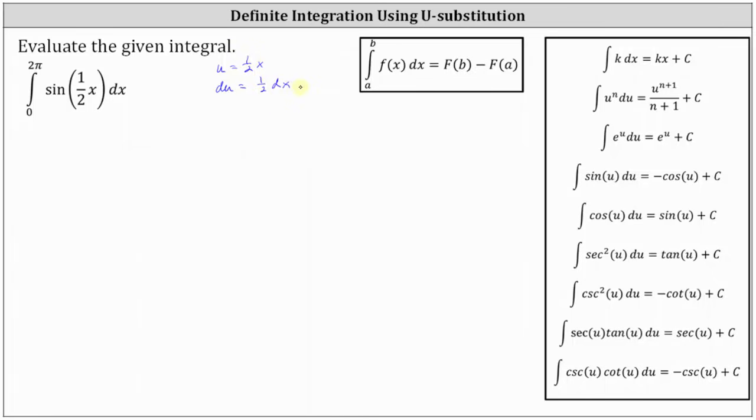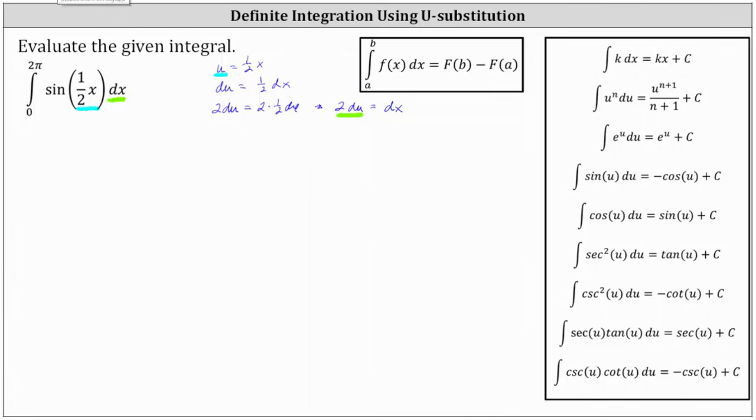And now looking at the integral, notice how we don't have 1/2 dx, and therefore we will solve for dx by multiplying both sides by 2. 2 times du is equal to 2 times 1/2 dx, giving us 2 du equals dx. So now we know we can substitute u for 1/2 x, and we can substitute 2 du for dx.